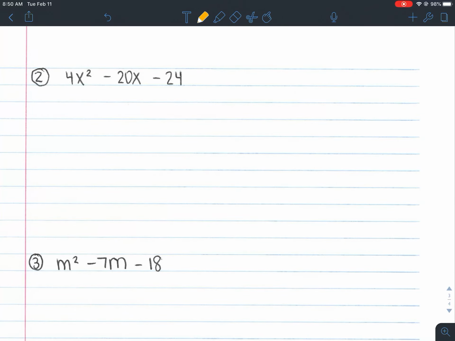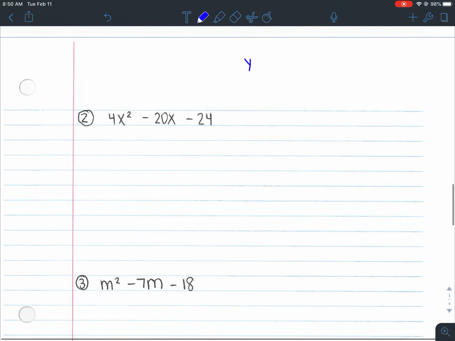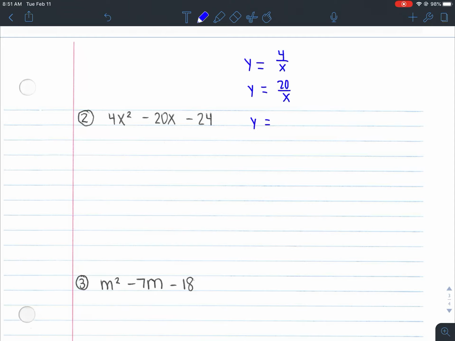Number 2, you want to check to make sure it's in standard form. And then the next thing you want to check for is, do you have a GCF? Now again, if you don't know how to find factors, this is when you would use the calculator trick to find factors. So you would do 4 divided by x, 20 divided by x, and 24 divided by x. Again, the negatives don't really matter here because if the first term is a negative, I don't really care about typing in negatives here. So you can do that if you need to find factors.